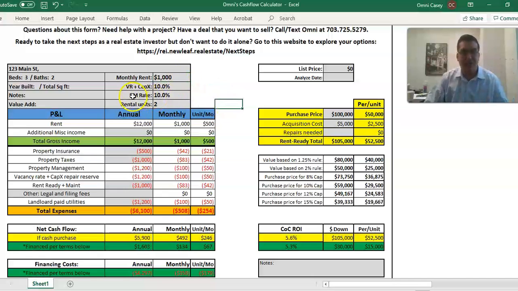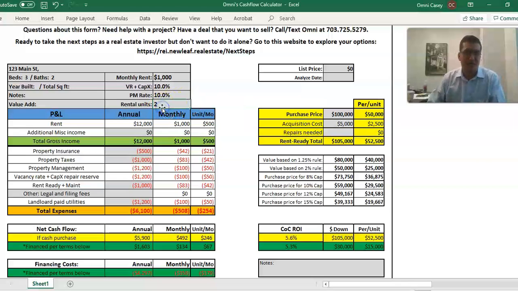Okay, I'm going to factor in vacancy rate and capital expenditures combined to be 10%. That's just a generic number I throw in there. That will vary by market. It's up to you to do that research to see if that's accurate. Property management rate, I'm going to factor in 10%. Good property managers, that's typically what they charge. Some are a little bit higher, some are a little bit lower, but factor in 10%. And if you get it for lower, great.